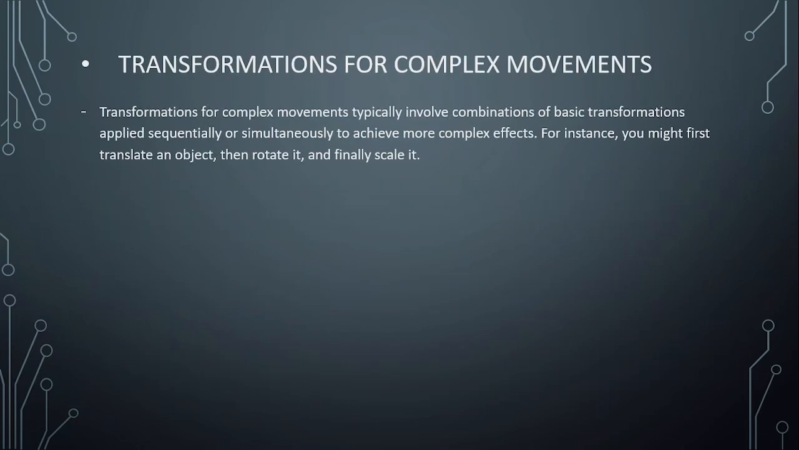So next is transformations for complex movements. Transformations for complex movements typically involve combinations of basic transformations applied sequentially or simultaneously to achieve more complex effects. For instance, you might first translate an object, then rotate it, and finally scale it.